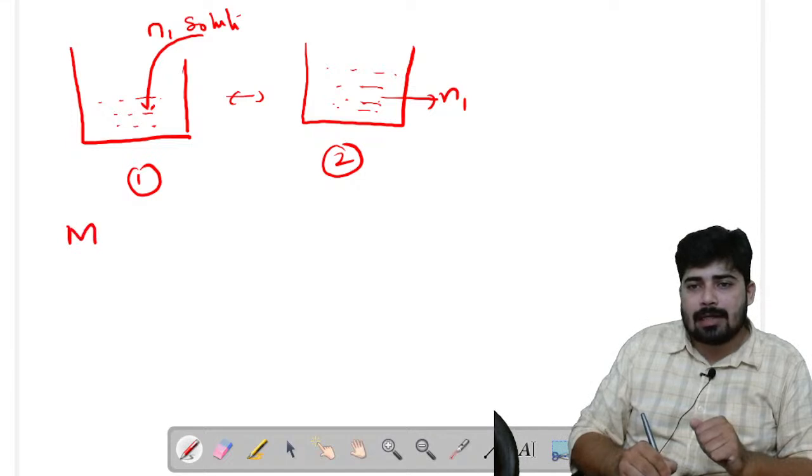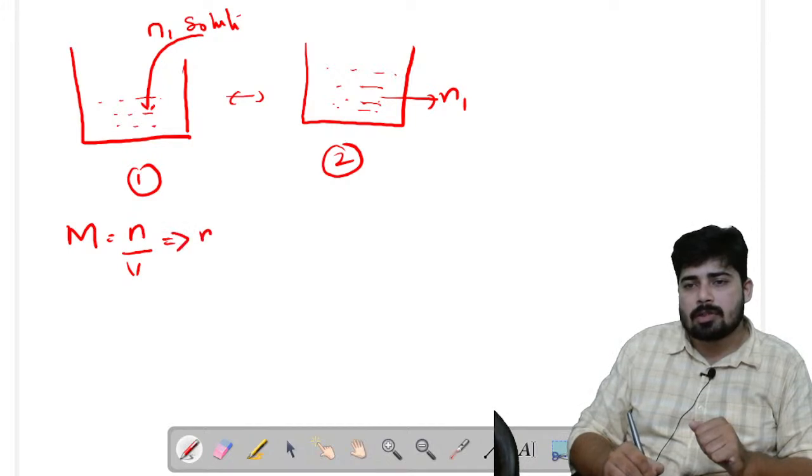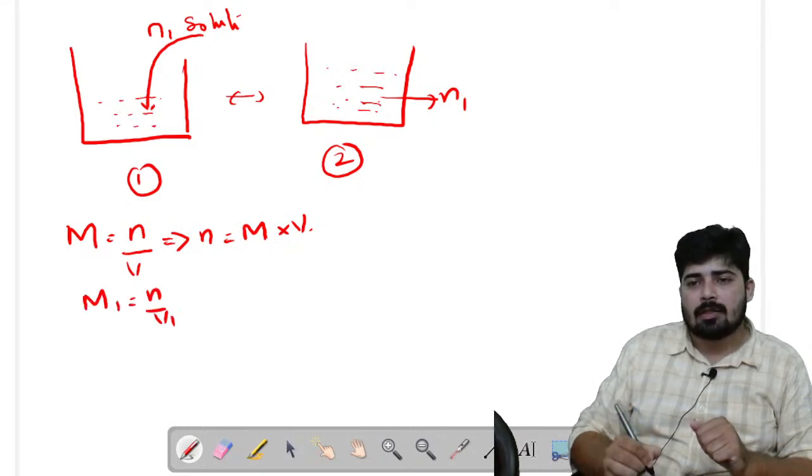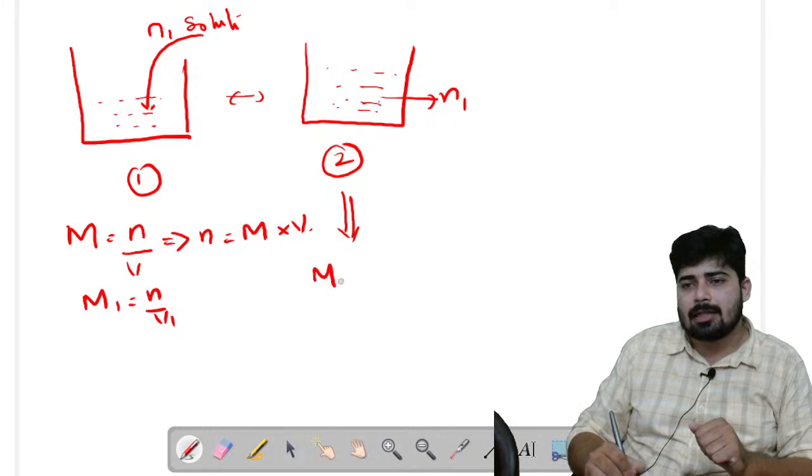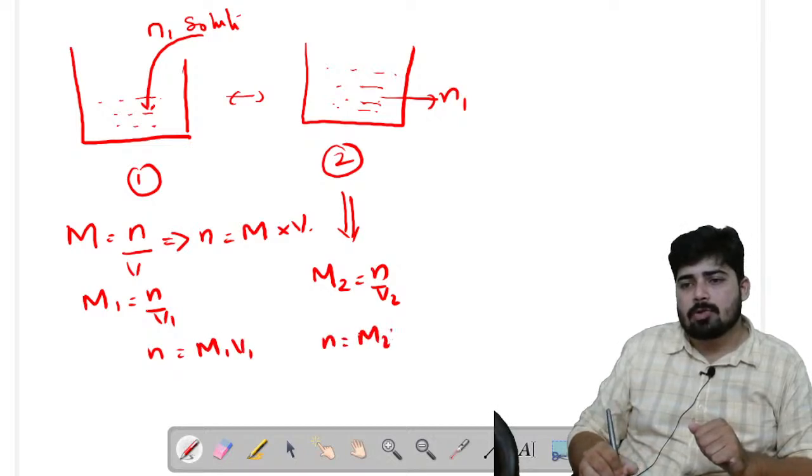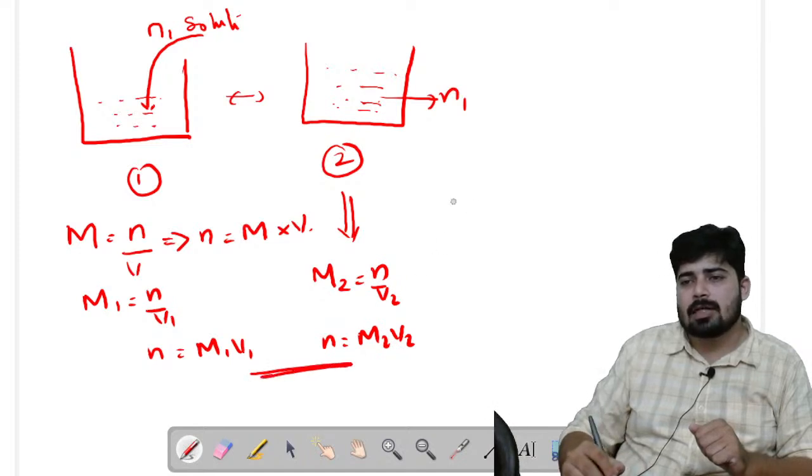We know from the molarity equation that it is number of moles by volume in liters. So, number of moles is equal to molarity into volume. In the first one, M1 is equal to n by V1. And from the second container, we can write M2 equal to n by V2. That means here n is equal to M1 V1, and here also n is equal to M2 V2. In both containers the number of moles is equal, so we can write M1 V1 is equal to M2 V2. This is a very important relation.